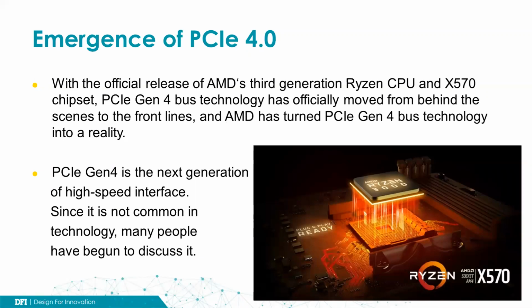With the official release of AMD's third generation Ryzen CPU and X570 chipset, PCIe Gen 4 bus technology has officially moved from behind the scenes to the front lines. AMD has turned PCIe Gen 4 bus technology into a reality. PCIe Gen 4 is the next generation of high-speed interface. Since it is not common in technology, many people have begun to discuss it.